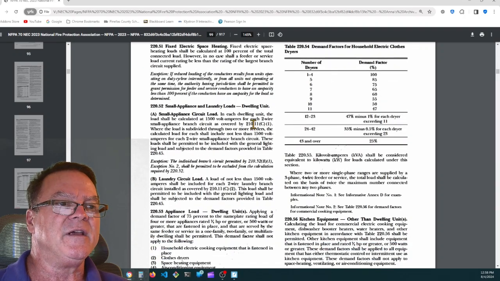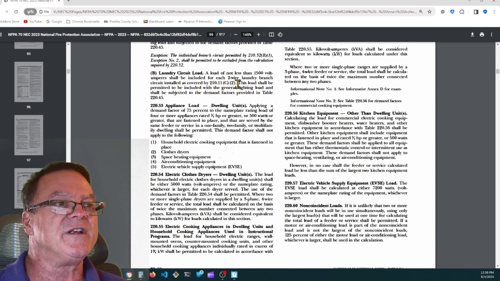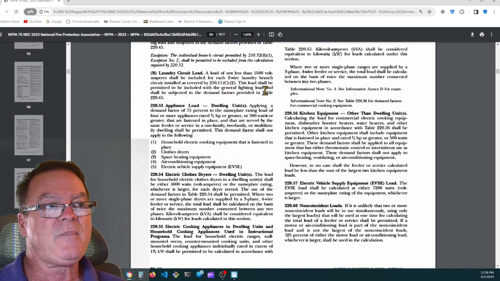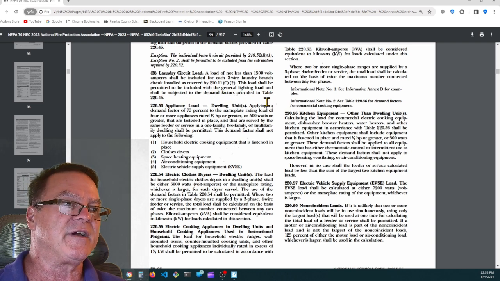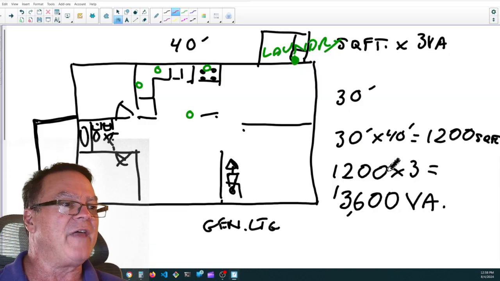And then the laundry circuit says the same thing. It says a load of not less than 1,500 volt amps shall be included for each 2-wire laundry branch circuit installed as covered by 210.11(C)(2). This load shall be permitted to be included with the general lighting load and shall be subjected to the demand factors provided in Table 220.45. So that's what we did.